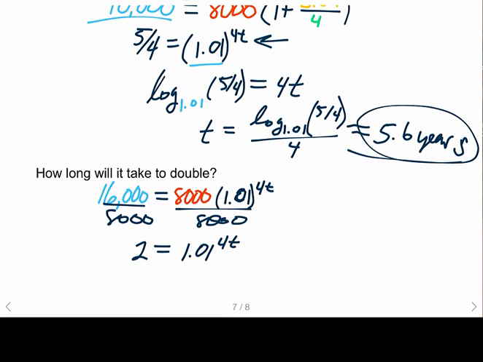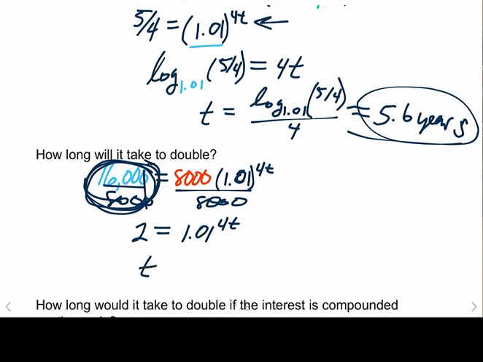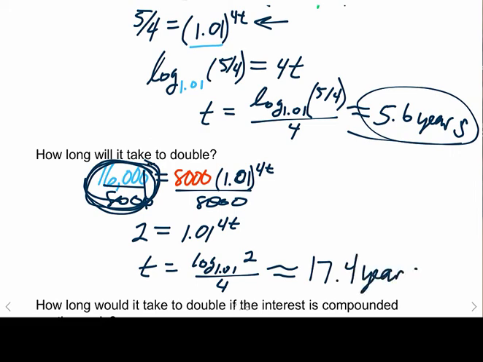The rest of this finishes off the same way the other one did. But check this out. The 16,000 over 8,000 is equal to 2. That would work even if it was 1,600 over 800. It would work if it was 2 million divided by 1 million. The time it takes to double is irrespective of how much was originally invested. Well, just so you don't wonder too long, the same steps we just saw would indicate that t is equal to the log base 1.01 of 2 divided by 4, and my calculator tells me that it would take about 17.4 years for this investment to double.